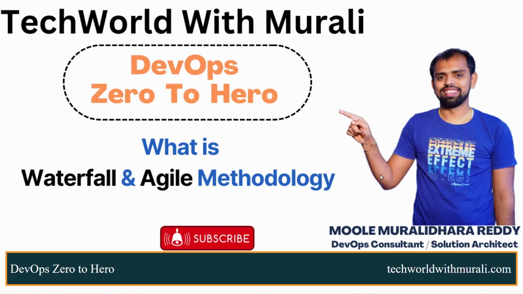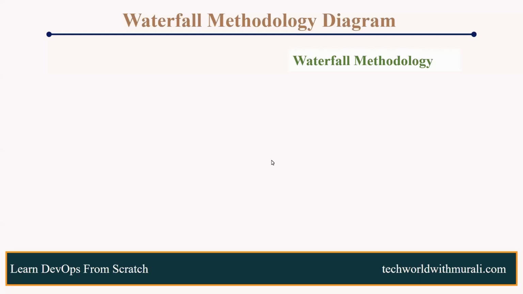Now we are going to discuss what the waterfall and agile methodologies are, and see the differentiation as well. First we can discuss the waterfall methodology. Usually, how does water flow? From top to bottom, right? In waterfall methodology also, it is a step-by-step process from top to bottom only.